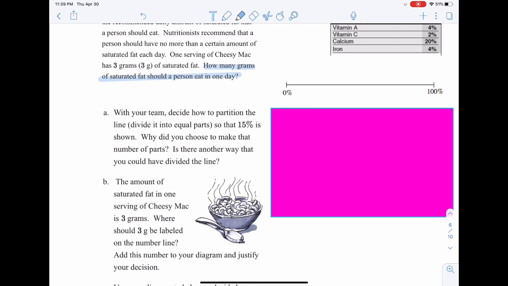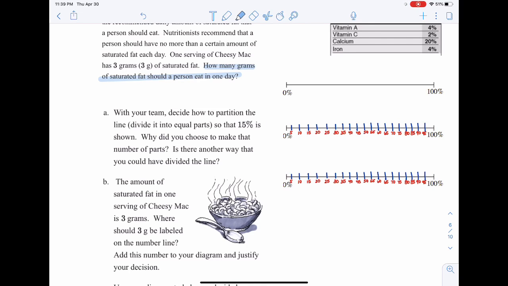So that 15% is shown. What did you do? Why did you choose to make that number of parts? Is there another way that you could have divided that line? So go ahead and think to yourself right now. How can I divide it into equal parts? How many parts? And is there another way to do it? Okay, go ahead and leave your answers.